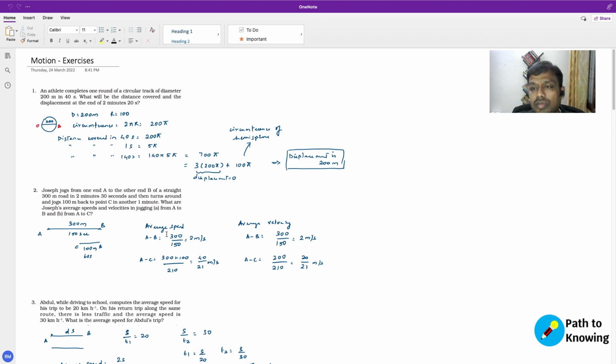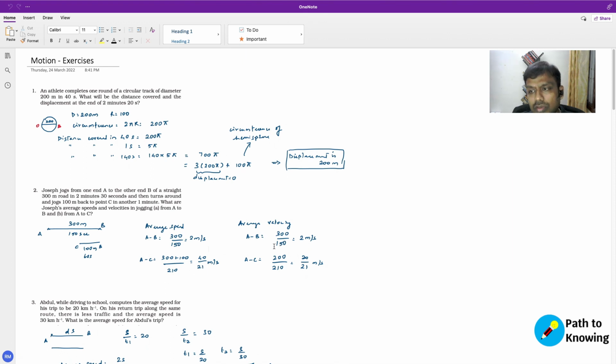Now what is the average speed between A and B? The average speed is the distance covered divided by the time taken, which is 300 over 150, which is 2 meters per second. And what is the average velocity between A and B? Because it is a straight path, the total distance is 300 meters and the total displacement is also 300 meters between A and B.